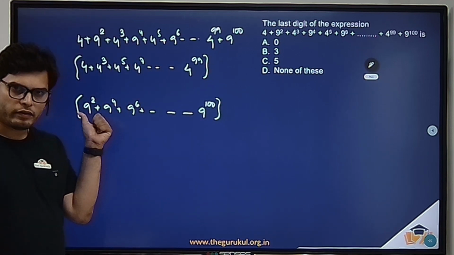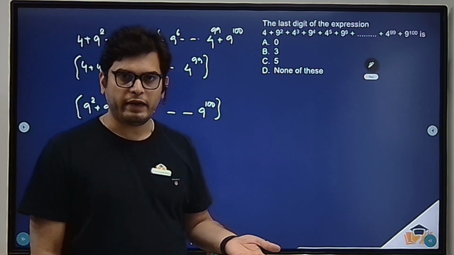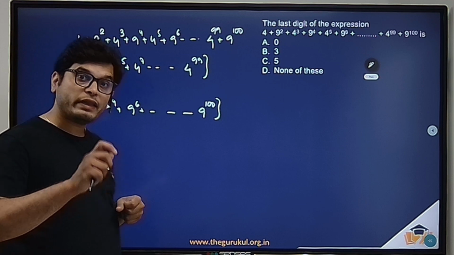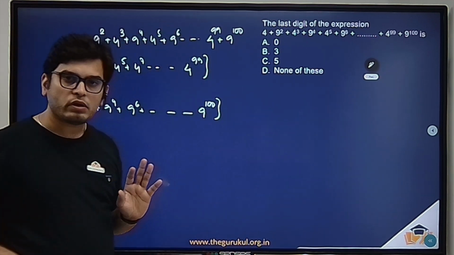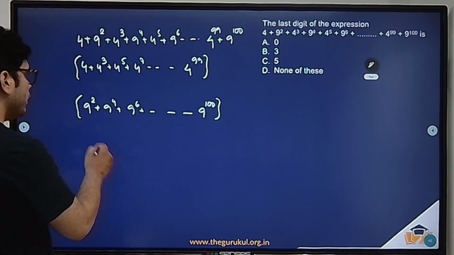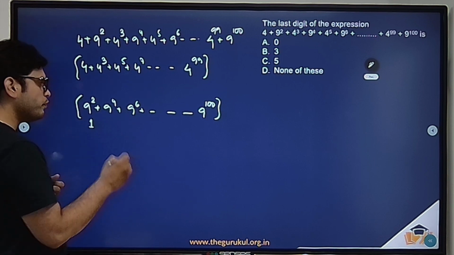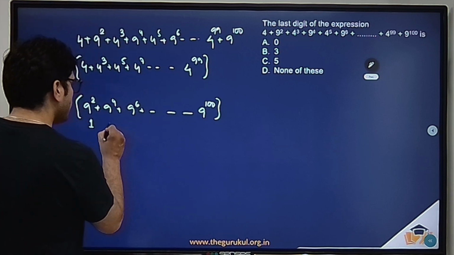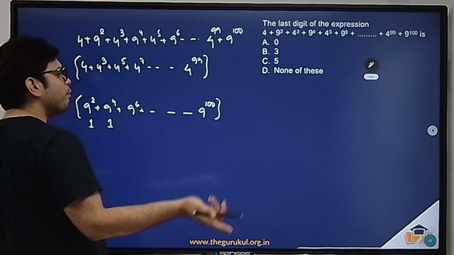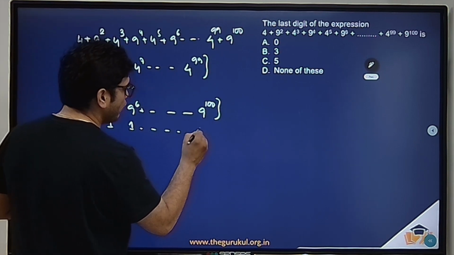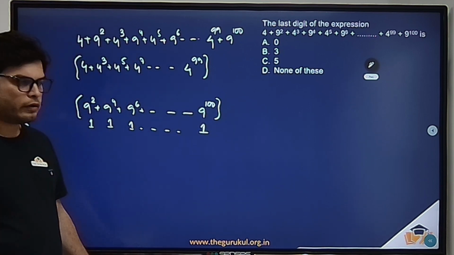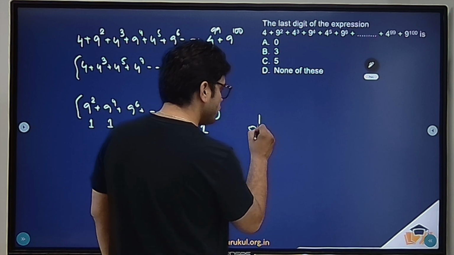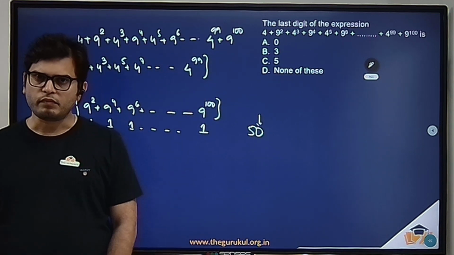Now first let's look at this. What is 9 square? 81. If you observe the question carefully, we are asked to find the last digit only. So let's focus on the units digit. What is the units digit of 9 square? 1. Now 81 square, again that will end with 1. 81 power 3, again that will end with 1, so on till 9 power 100. So you have how many ones? 50 ones. So the last digit would be 0.